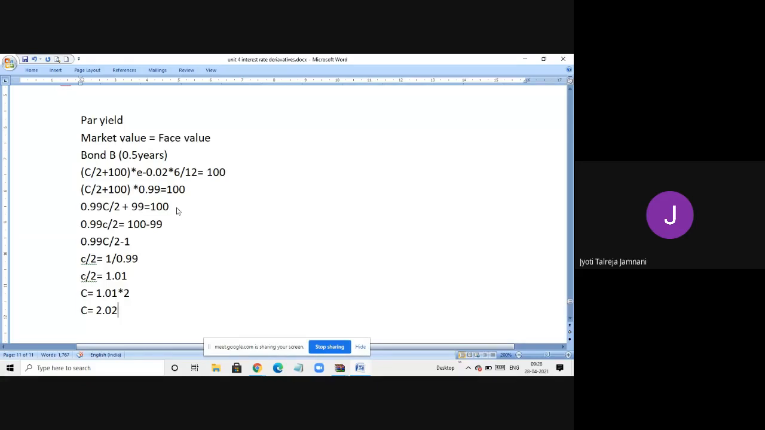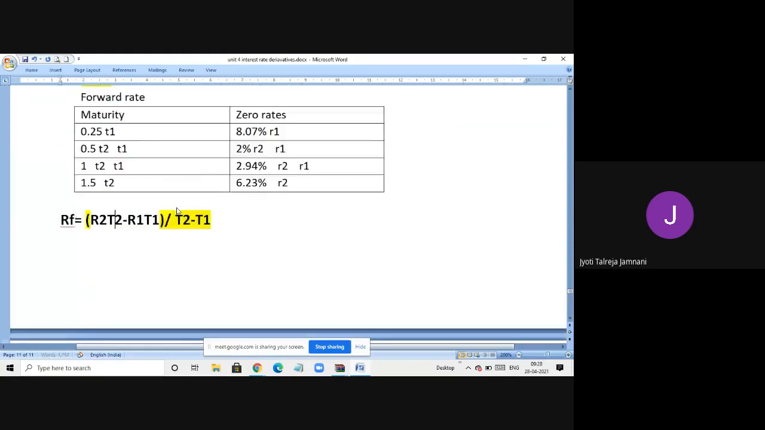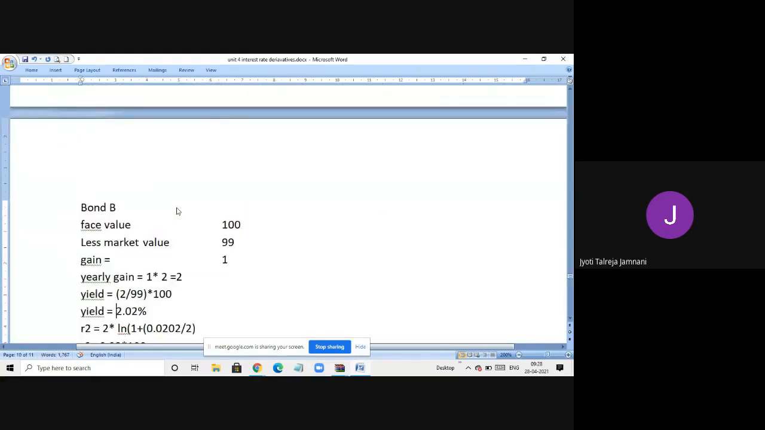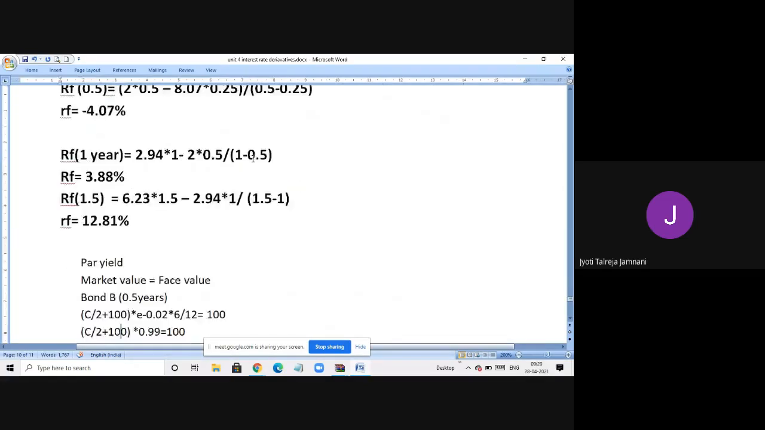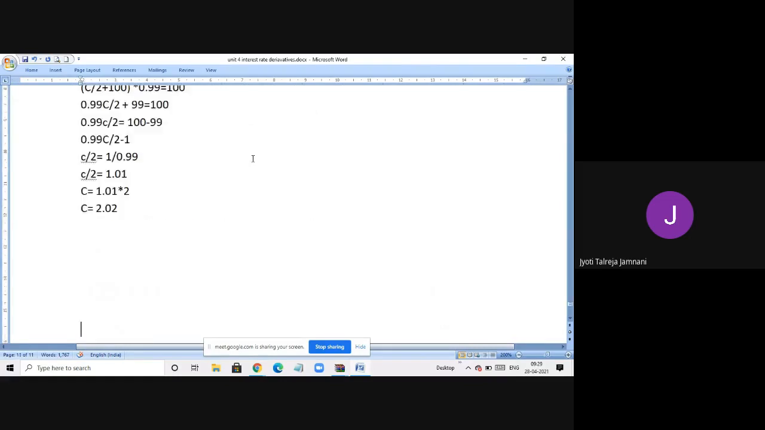Okay, now you see here, this is the par yield 2.02, and we found the zero rate also for bond B, which was 1 year maturity, and that was 2%. So when it is 2%, your face value and your market value are not the same. They are not at par. Face value was 100, market value was 99. But if you want to make both of them equal, the interest rate should be 2.02. If you're giving 2.02 interest, face value will be equal to market value.